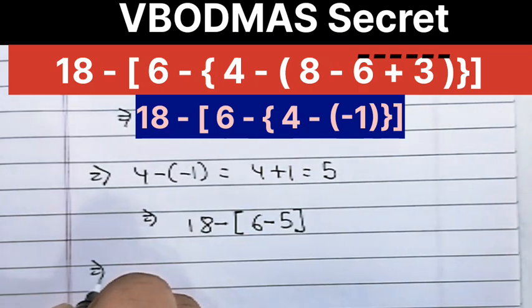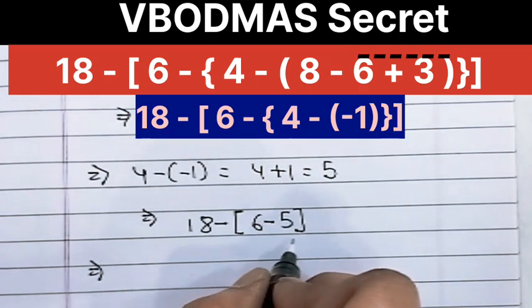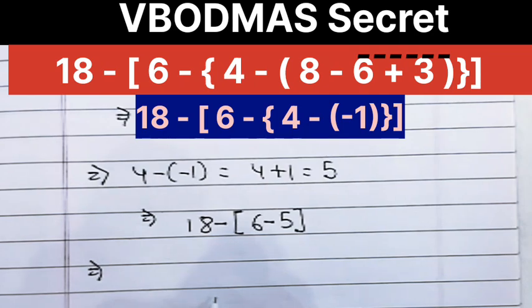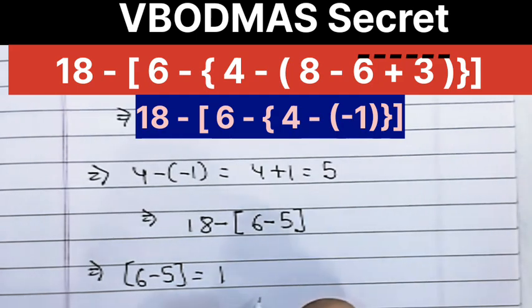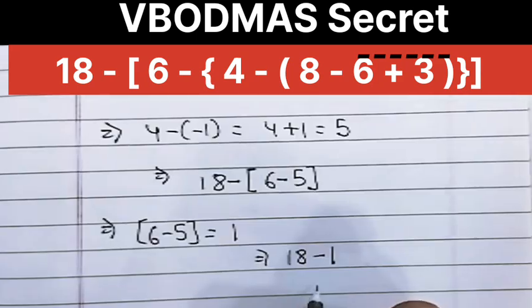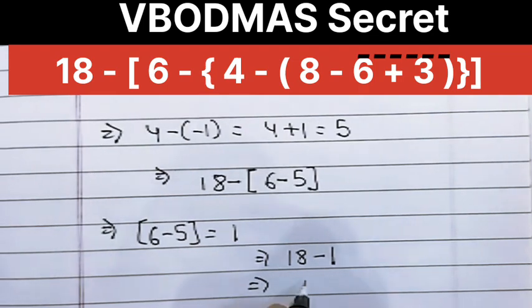Now step 4, solve the big brackets, square brackets. Next solve the subtraction inside the square brackets. So 6 minus 5 equals 1, and the expression becomes 18. Now step 5, final subtraction. Complete the final operation. 18 minus 1 is 17.